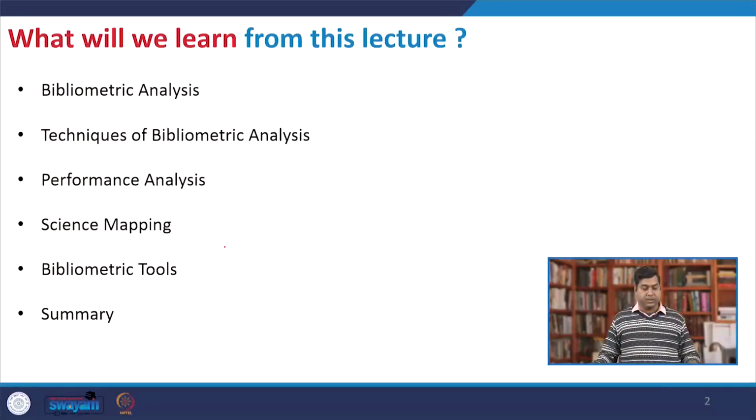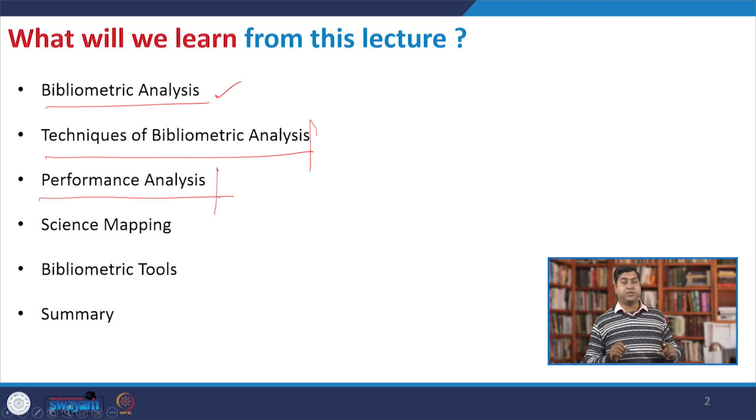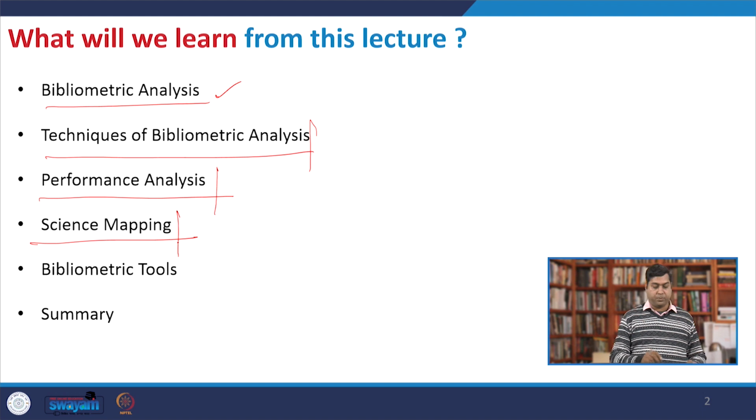So, in this particular lecture what we are going to learn. What is bibliometric analysis? We will understand the concept of it, then different techniques of bibliometric analysis, then we talk about two important components of it. One is performance analysis, which is part of bibliometric analysis, and also the science mapping. And then also I will give you some demonstration of bibliometric tools, how we can actually use those tools, and many of them are open source. So, that you do not need to subscribe for that. You just have to acknowledge those sources while you are using it.